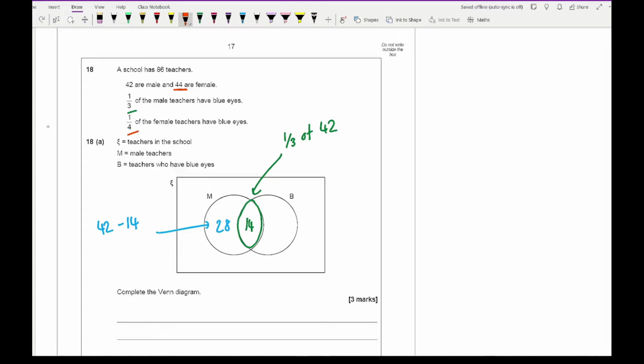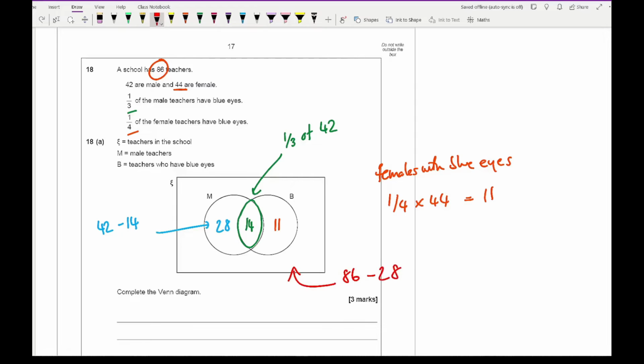So a quarter of them have blue eyes, so females with blue eyes is going to be a quarter times 44, which gives me 11. That means this here is going to be 11, and we also know that there's 86 teachers in total. Let me pick a colour I've not chosen. Let's go for red. For this number here, it's going to be 86 minus the numbers I've got in my Venn diagram, so minus 28, minus 14, minus 11, which leaves you with an answer of 33.